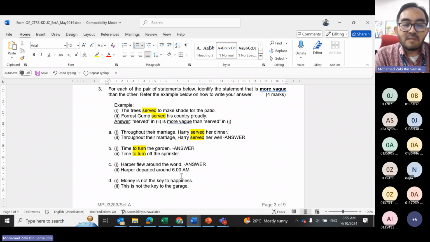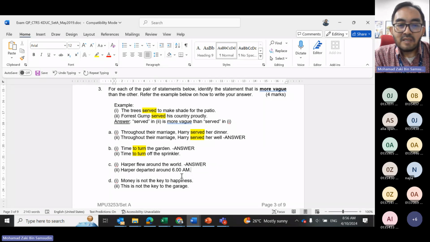Tapi pergi mana, bila, dari mana, pukul berapa, semua tak tahu kan. So departed around 6 a.m. ini lebih jelas. Walaupun mungkin banyak lagi perkara yang tak jelas, pergi mana dan sebagainya. Tapi paling kurang kita tahu departed around 6 a.m. So dia pada waktu yang kita tahu. Flew around the world itu agak tak jelas lah in terms of destinasi tu dan bila dia pergi.